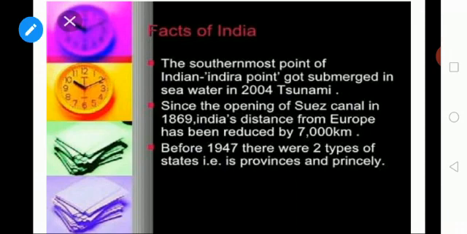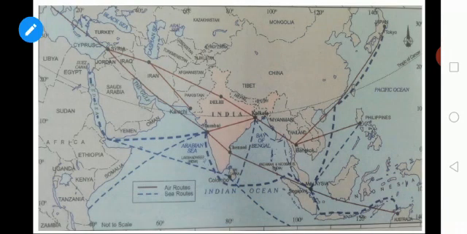Let me show some interesting facts of India. The southernmost point of India, that is Indira Point, got submerged in sea water in the 2004 tsunami. And since the opening of Suez Canal in 1869, India's distance from Europe has been reduced by 7,000 kilometer. So before that we would be taking a longer distance. Because of the opening of the Suez Canal, we have reduced 7,000 kilometer of our sea route. Before 1947 there were two types of states, that is province and princely. So these are some facts of India.